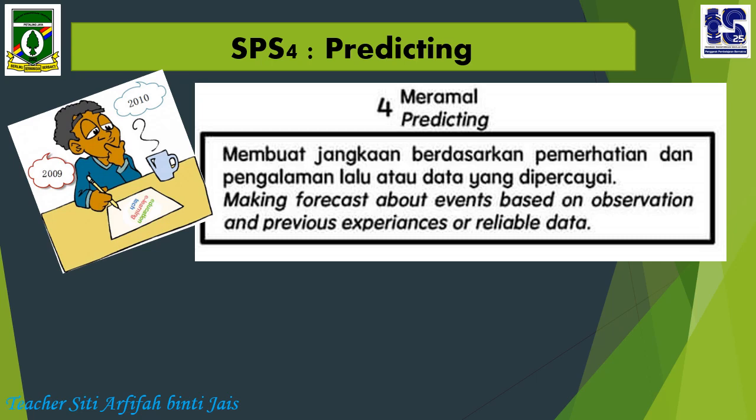Okay, we move to science process skills number 4, predicting. Predicting is making forecasts about events based on observation and previous experiences or reliable data. Look here again, it mentions observation and reliable data. What is the science process skill that supports this process?